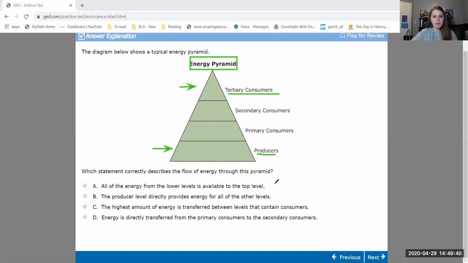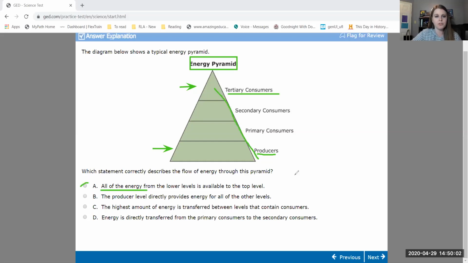Letter A, all of the energy from the lower levels is available at the top level. Well, we said the lower levels are bigger and the top levels are smaller. So I don't think they're equal. I don't think all of the energy is available. I think we're losing some as we get smaller. So I don't think it's letter A.